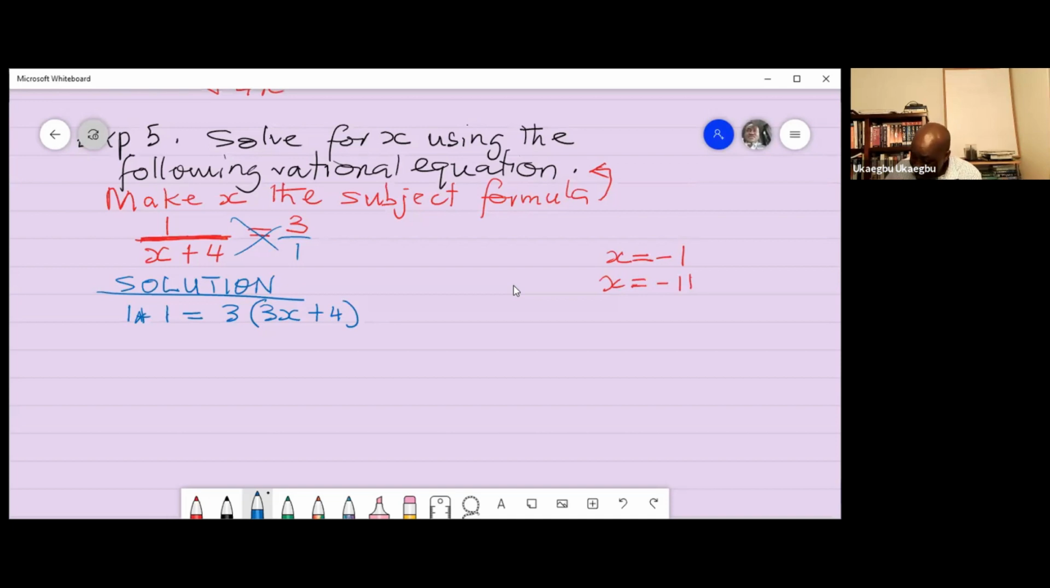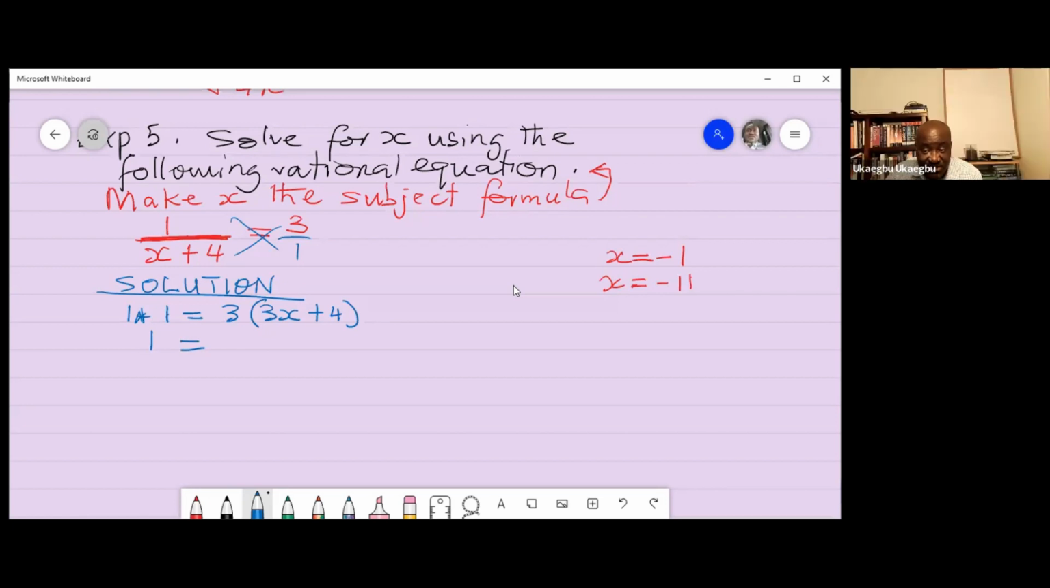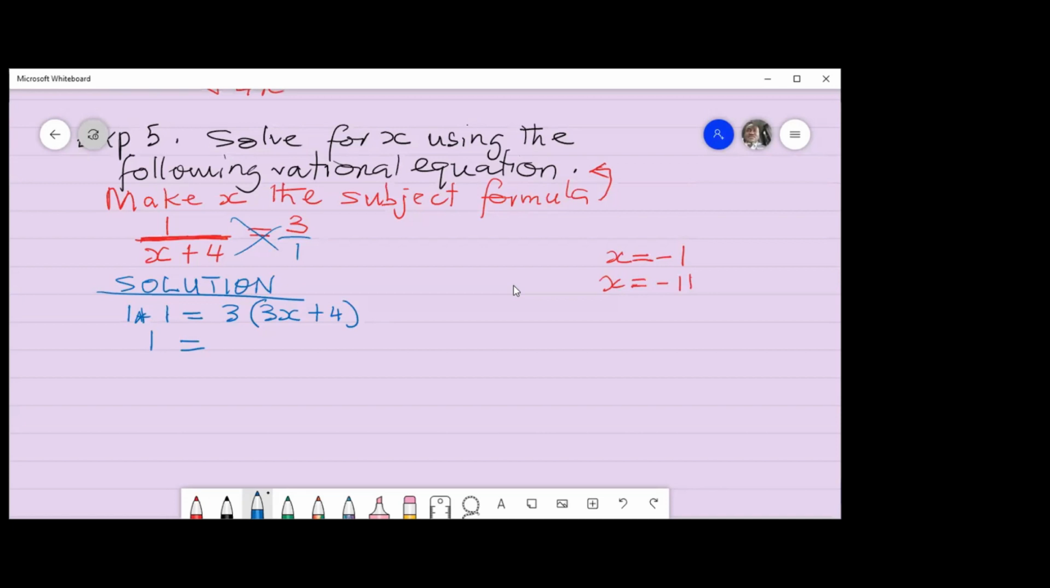So 1 times 1 is 1. Okay? And then let's open the parentheses. Okay, I have a question. Yes, hold on. Before you ask your question, did you do cross multiply? No. Okay, go ahead with your question.